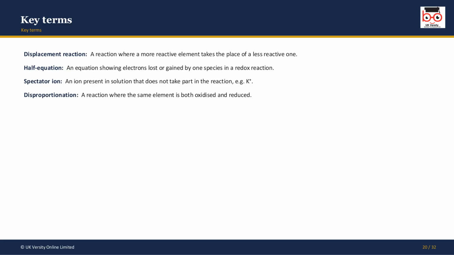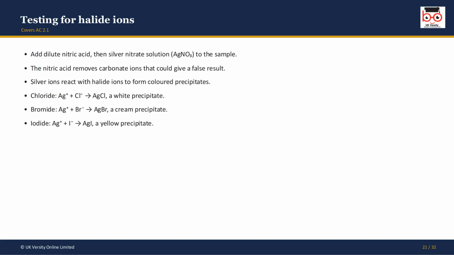A spectator ion sits in solution but takes no part in the reaction, like the potassium ion here. And disproportionation, which we'll meet shortly, is a reaction where the same element is both oxidized and reduced. Here's how we test for halide ions in the lab.